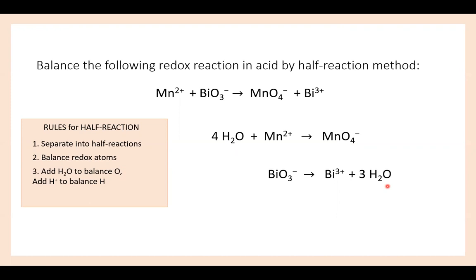Now we balance the hydrogen by adding H+. 4 times 2 gives us 8 hydrogen atoms, so we add 8 H+. We'll add 6 H+ to the other half reaction.